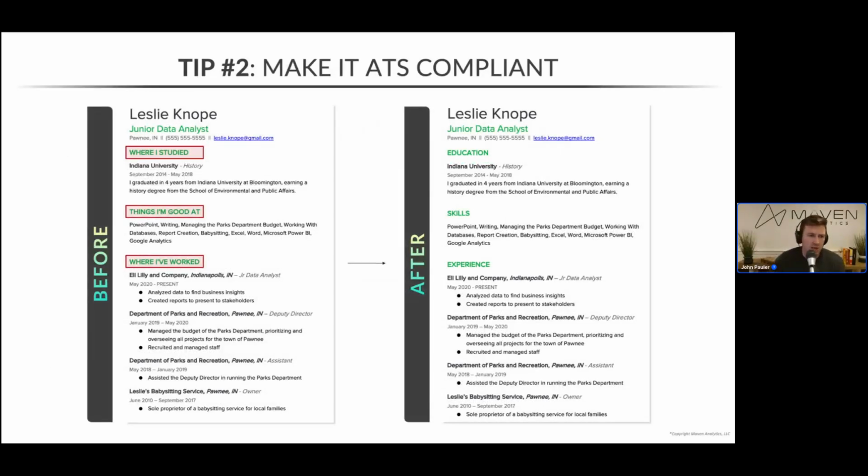So here we've just got a very quick example to illustrate this. Leslie has where I studied, things I'm good at, and where I've worked. These mean nothing to the applicant tracking system. So replace those with education, skills, and experience on the right side. You want to match those headers with the things that are standard and common so that it works really well there.